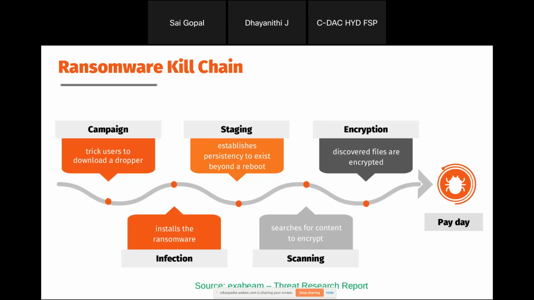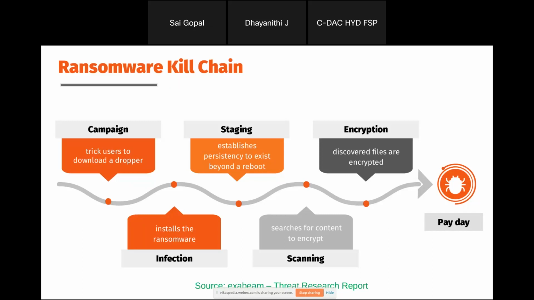The next stage is called encryption. In the encryption phase, all the identified important resources will be encrypted, and all the original files will be deleted. The last one is the payday. Once the encryption of all the identified resources is done, it will pop up a message to the user, or the background of the desktop will be changed, demanding the ransom. Until the user or the victim pays the ransom, it will not decrypt the files. So this is called a ransomware kill chain.